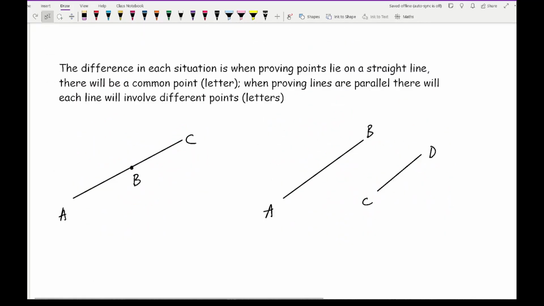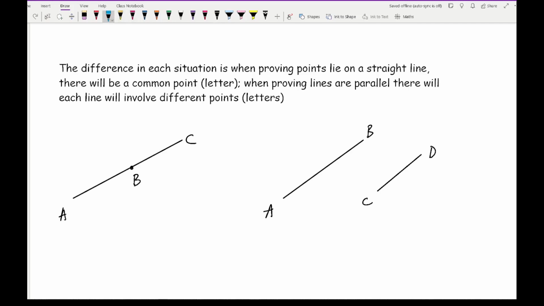Now you may be asking, well, how do I know the difference? If I'm using the same proof for showing that lines are parallel or showing that points lie on a straight line, how is the proof different and how do you know that one is different to the other? Well, the difference is in the notation.